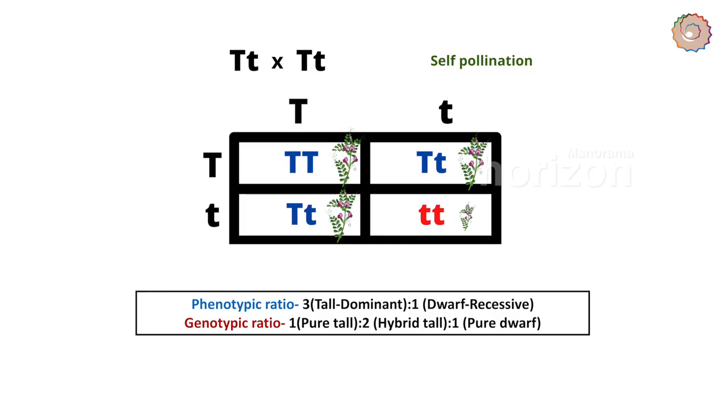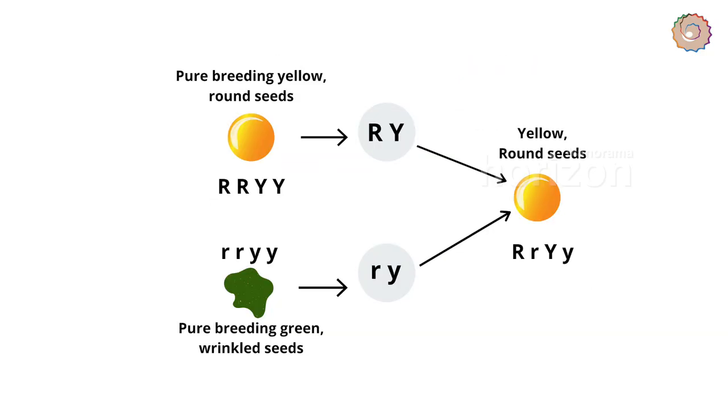The F2 generation has a genotypic ratio of 1:2:1 of the three types of plants represented by capital T capital T, capital T small t, and small t small t, as shown in the crosses. So the conclusion is: the phenotypic ratio is 3 tall to 1 dwarf, and the genotypic ratio is 1 pure tall to 2 hybrid tall to 1 pure dwarf.